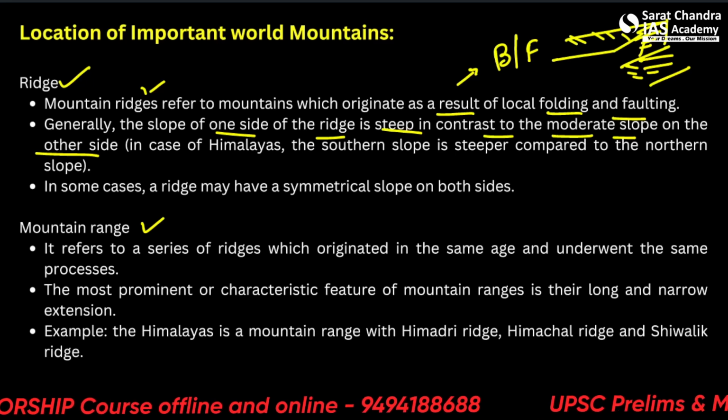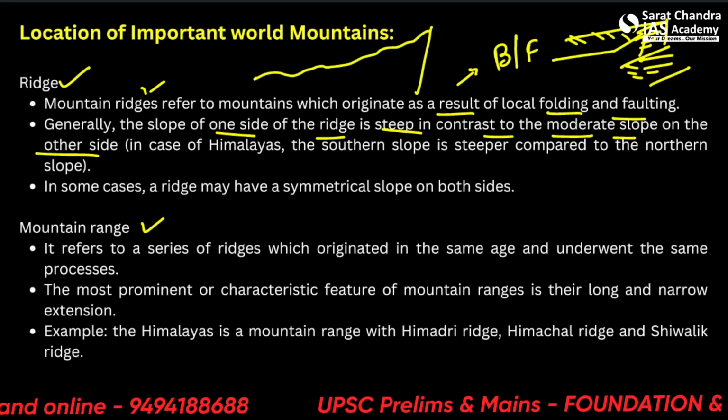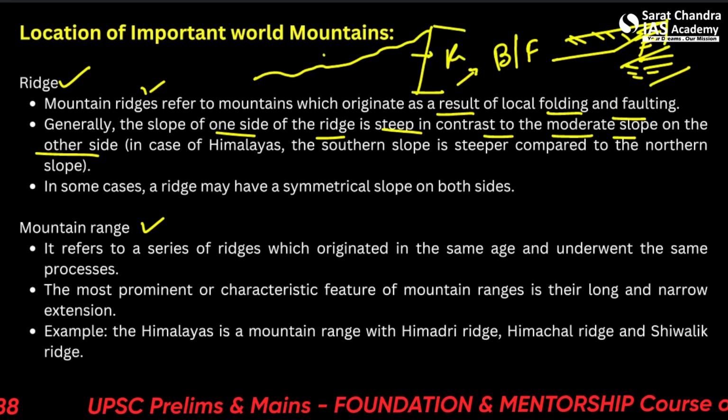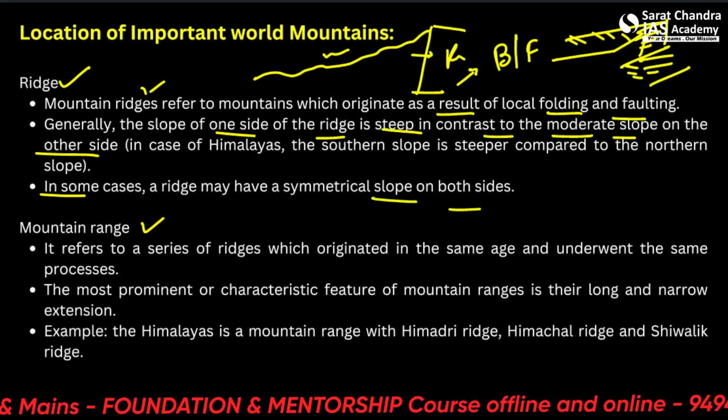This can be seen both in the folding mountains like this, because there is a compression here. So this side will be the ridge side and this side will be the slope side. In some cases, a ridge may have a symmetrical slope on both sides.